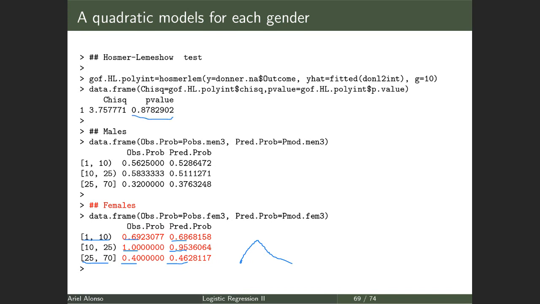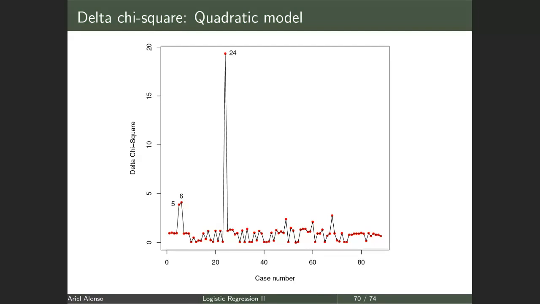So it seems that is it. You need that parabolic effect. And when you make this delta chi-square now, you see that only one value pops up here. This is observation 24. You may want to go there and have a look at it.